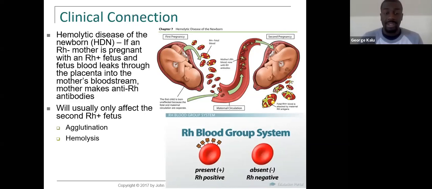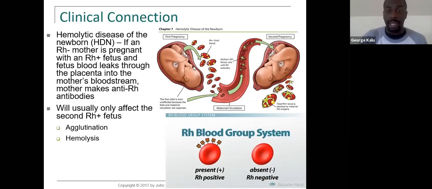Now, this is typically not severe for the first baby, but it usually will affect a second Rh positive baby from a second pregnancy. Because she's already produced these anti-Rh antibodies, those antibodies are going to be very vigilant, and they're going to be very good at fighting off any Rh positive blood that they've been exposed to.